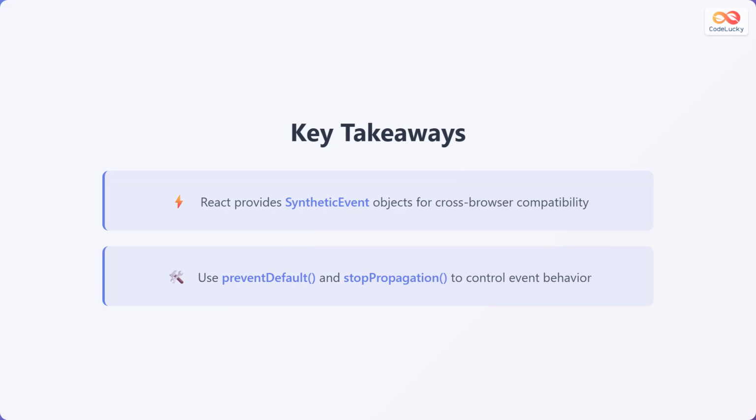To summarize, React provides synthetic event objects for cross-browser compatibility. Also use preventDefault and stopPropagation to control event behavior.